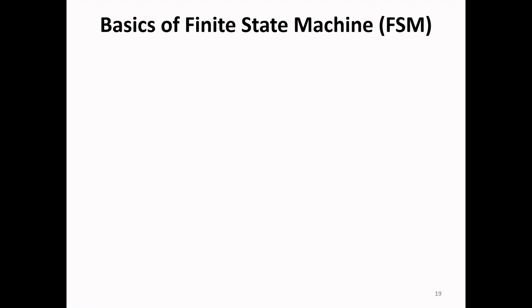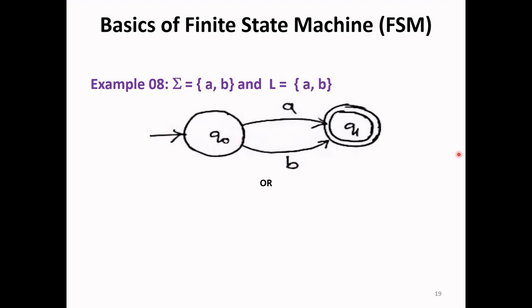Till now, we have discussed only one symbol. Now, let us take some more examples wherein the alphabet consists of more than one symbol. So, in this example, we have A and B, two symbols in the alphabet, and the language containing either an A or a B as its string. Then, how do we design a finite state machine?